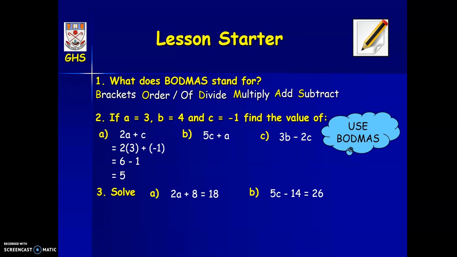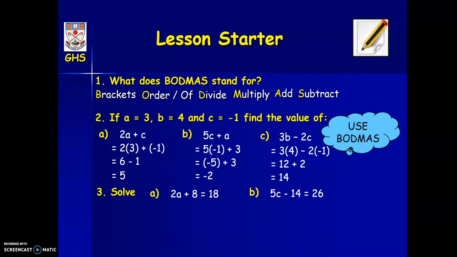For 5C, add A. We get 5 times -1, add 3. So 5 times -1 is -5. So it's -5 add 3. So our final answer is -2. For 3B, subtract 2C, we have 3 times 4, subtract 2 times -1. So 3 times 4 gives us 12, but -2 times -1 gives us +2. So we end up with a final answer of 14.